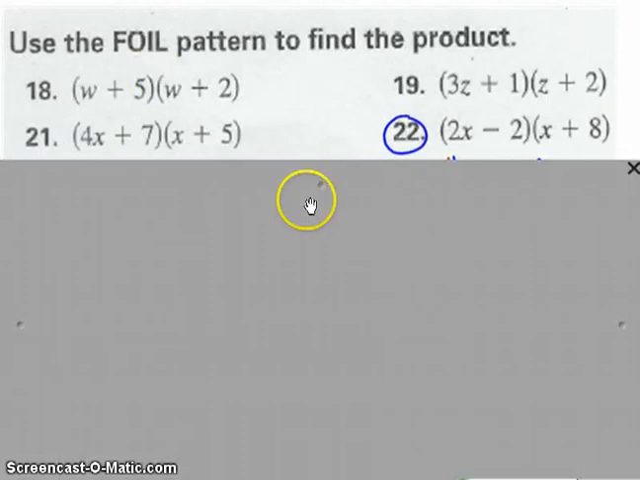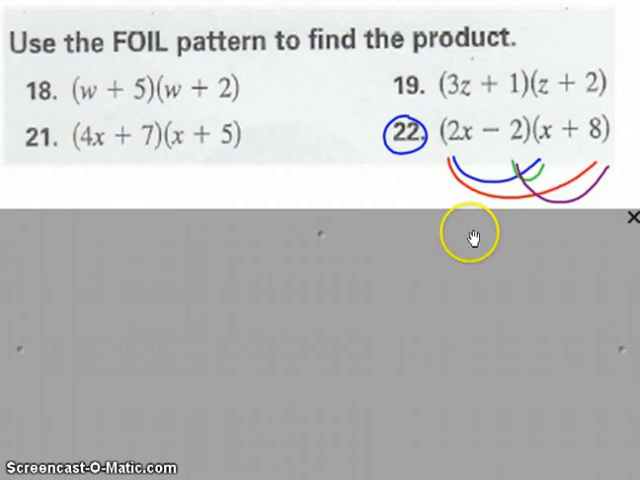Speaking of next sections, the next task and the next lesson you guys received was how to use the FOIL pattern to multiply. FOIL only works when you're multiplying two binomials. There's a binomial on the left and a binomial on the right. Remember, binomial means two terms. So there's a two-term expression on the left and a two-term expression on the right, and you're multiplying them.